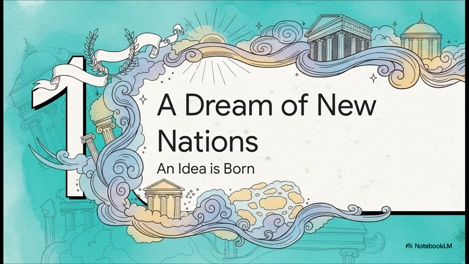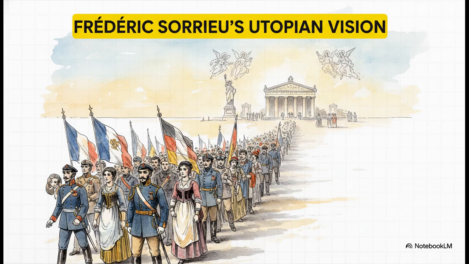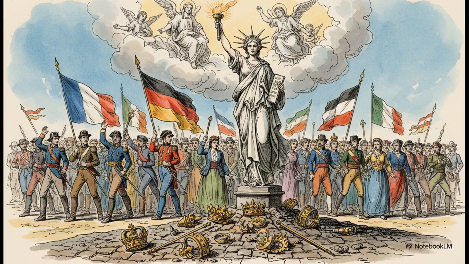It was a dream. And this right here, this is that dream visualized. Back in 1848, a French artist named Frédéric Soriot created these incredible prints showing his vision for the future. He imagined a world of democratic and social republics, all living together in peace. And the symbolism in this image is just, wow, it's off the charts.